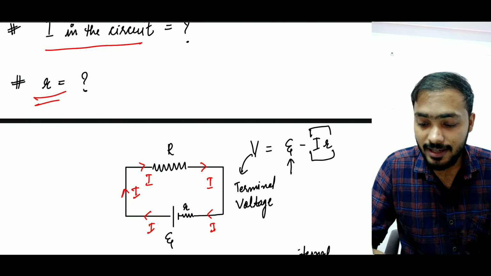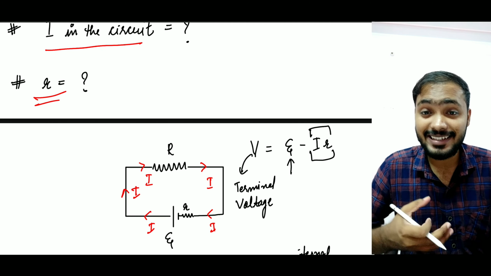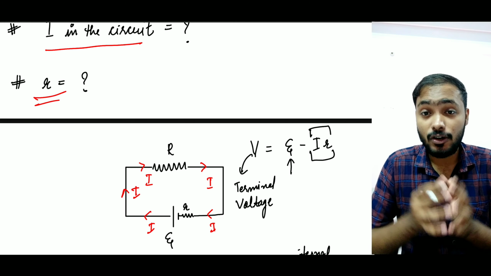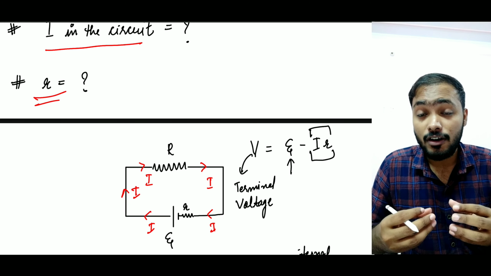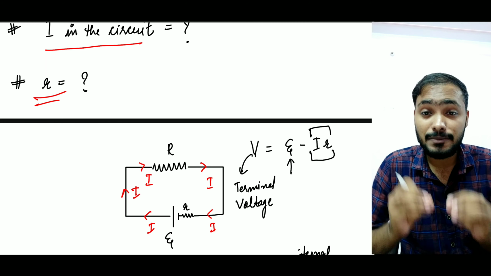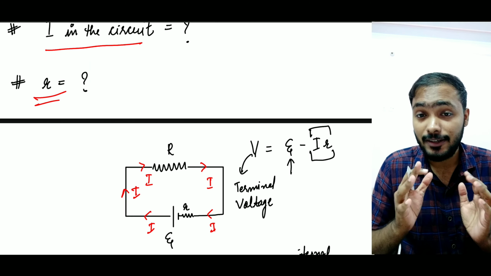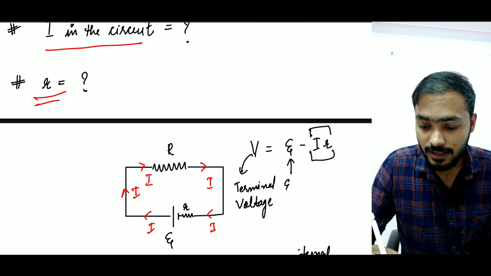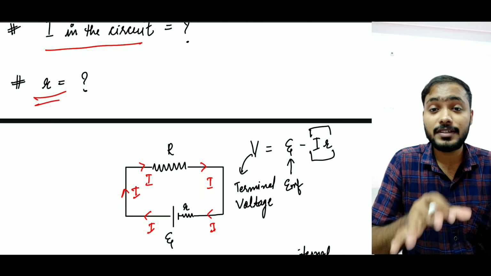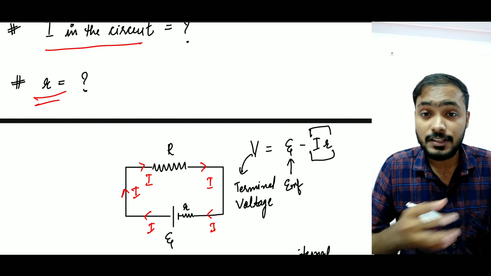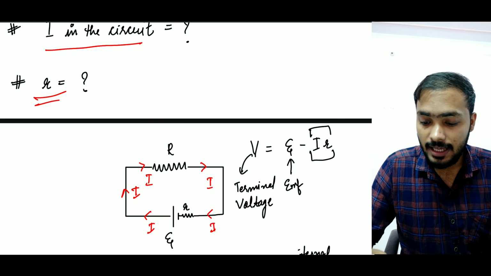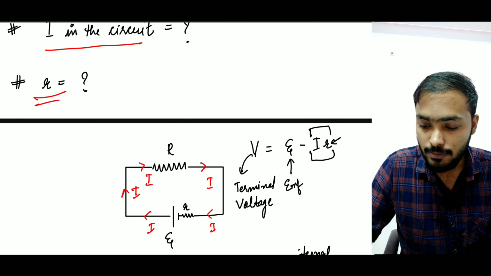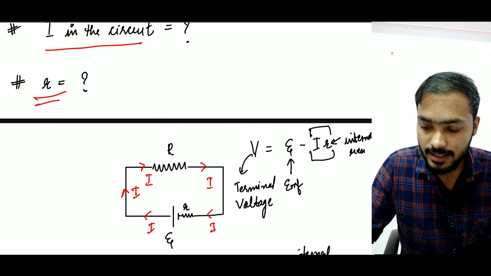Now I times r is the loss in energy, or loss in voltage, because of the material that is present inside the battery or the cell, right? I hope that is understandable, right? So E was your EMF. EMF is the potential difference across the cell when there is no charge taken from it, and in I times r, small r is your internal resistance, right?